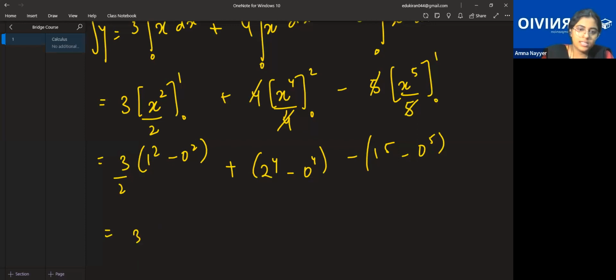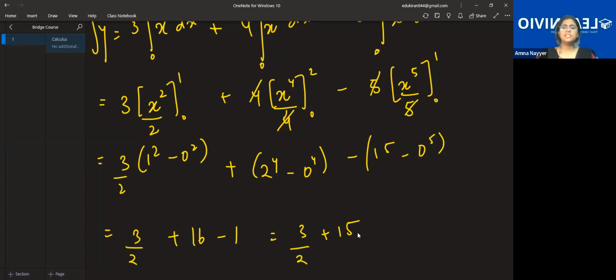So this is 3 by 2, right? This is 16 and this is minus 1. So this is 3 by 2 plus 15. So I'll just leave the answer till here. Just multiply this by 2. That becomes 33 by 2, which you all have answered. Zaina and Mariam have answered it correctly. This will be 30, 30 plus 3, 33. So 33 by 2.